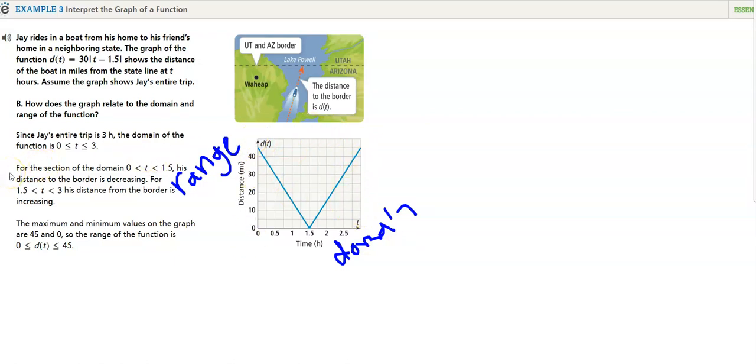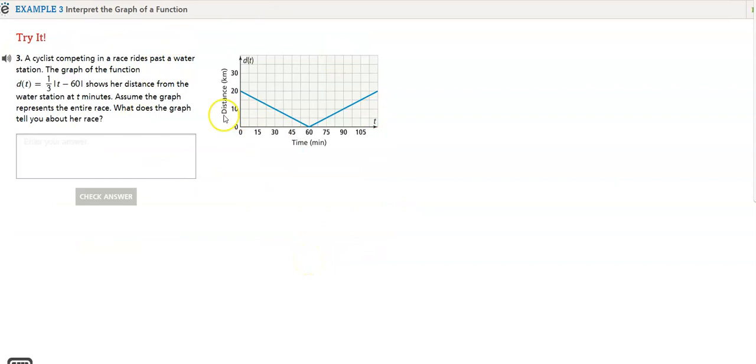For range, we're looking at distance. He only went 45 miles away from the state line. So the maximum he went was 45 miles away in either direction, and the minimum was 0. He was on the state line. So his range there would be between 0 and 45. Again, a lot of what we're doing is looking at these graphs and analyzing what's going on. So try it on your own. Here's a graph about a cyclist. Can you figure out what's going on with this graph?